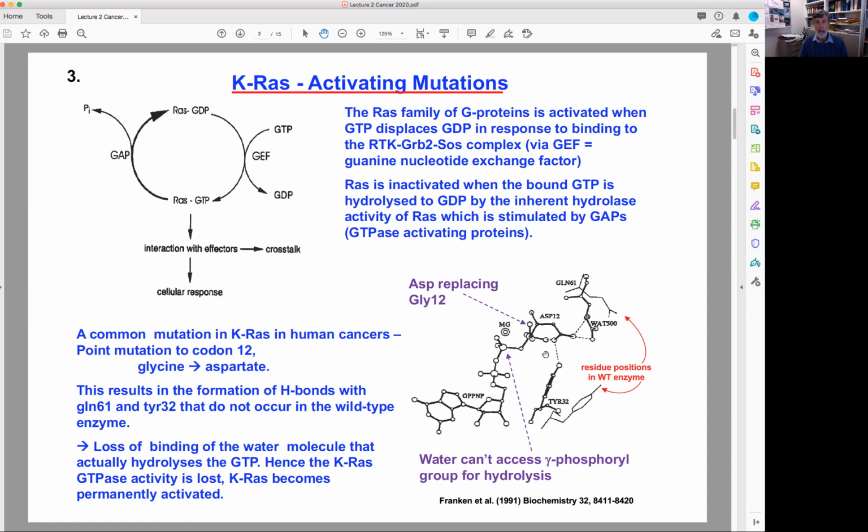But basically, this movement or change in the active site prevents a water molecule from getting in to be in close proximity to the gamma phosphoryl group, in other words, the terminal phosphate of the GTP. So you can't get water in there, so you don't have the water available to hydrolyze that phosphoester bond, converting the GTP to GDP. So again, the net result is that KRAS becomes permanently activated.